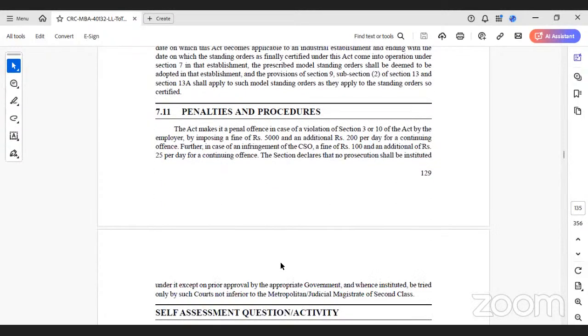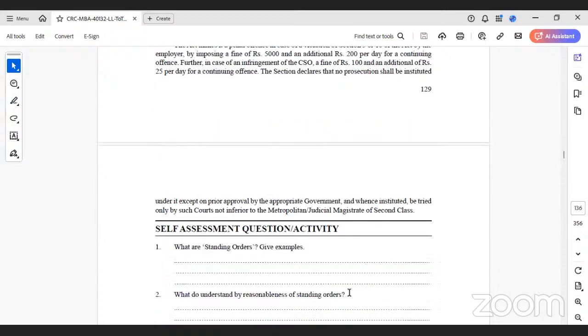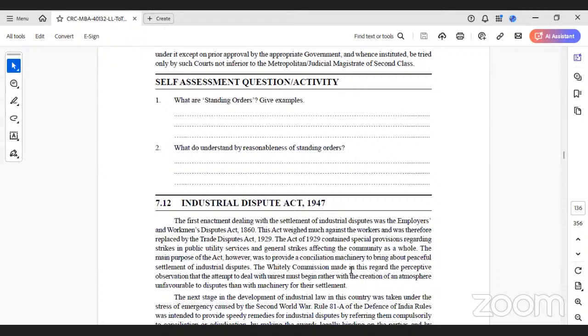And coming to the penalties and the procedures, the Act makes it a penal offense in case of a violation of Section 3 or 10 of the Act by the employer. And there would be a fine of rupees 5,000 and an additional rupees 200 per day for a continuing offense. And there is also, for the infringement of the CSO, a fine of rupees 100 and an additional 25 rupees for continuing the offense. And the section declares that no prosecution shall be instituted unless it has the prior approval of the appropriate government. So that is how the standing orders work.